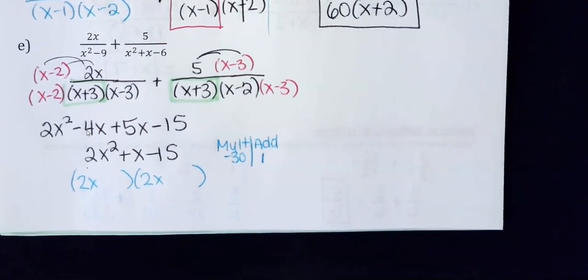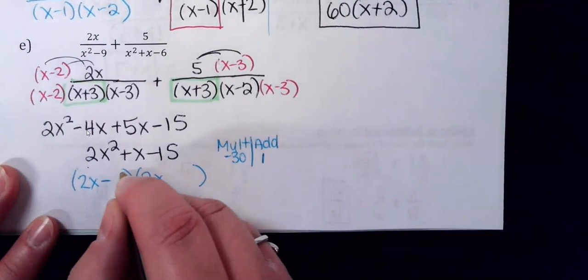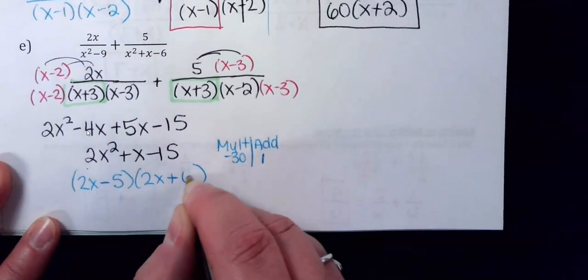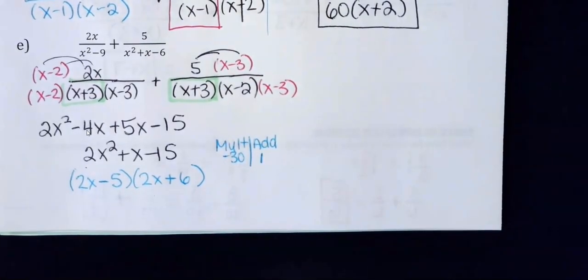So can you think of two numbers that when you multiply them, you'd get negative 30, and when you add them, you'd get positive 1? Negative 5 and positive 6. Okay, one or both of these will not be the real factor, because that would not FOIL to give me what I have above there.